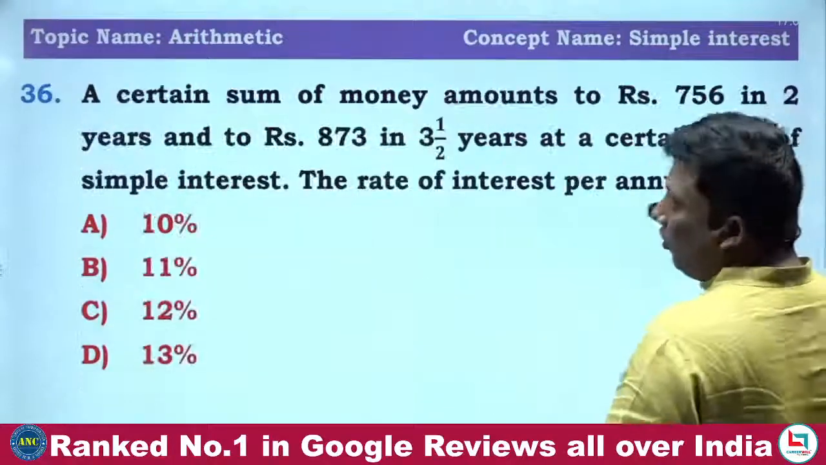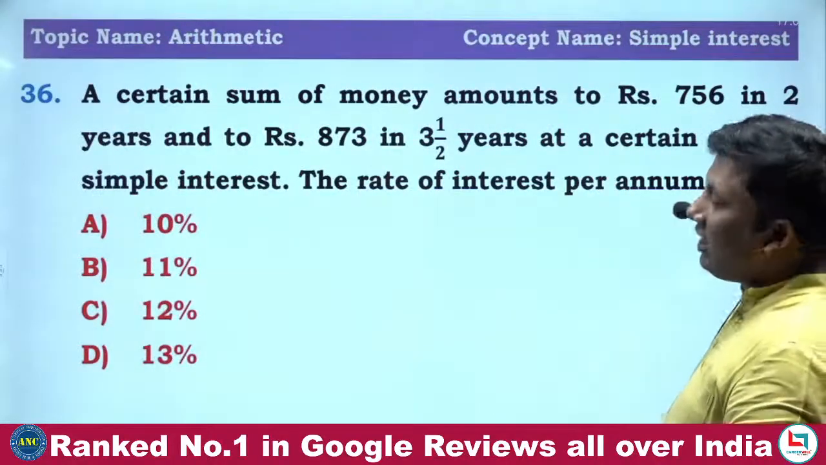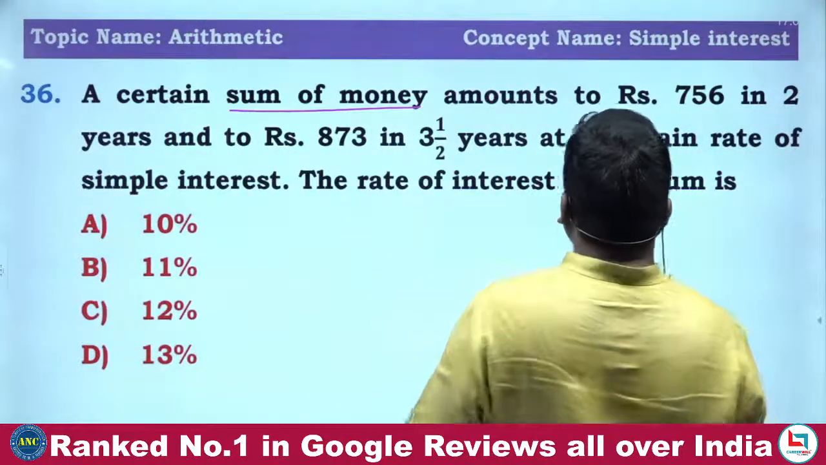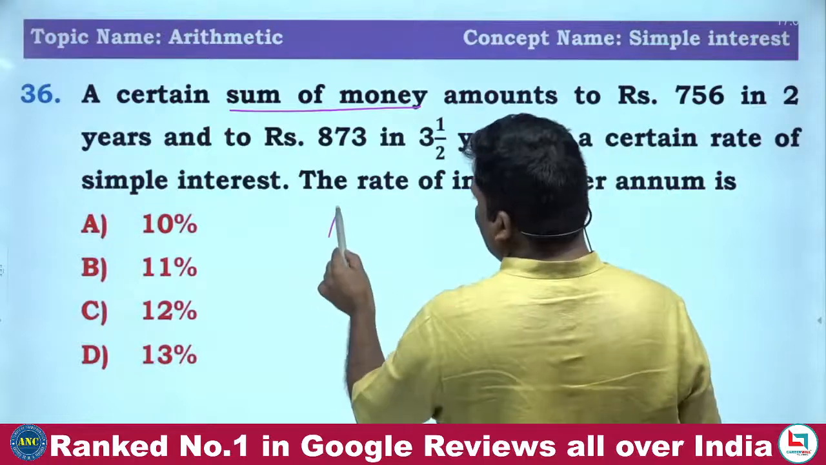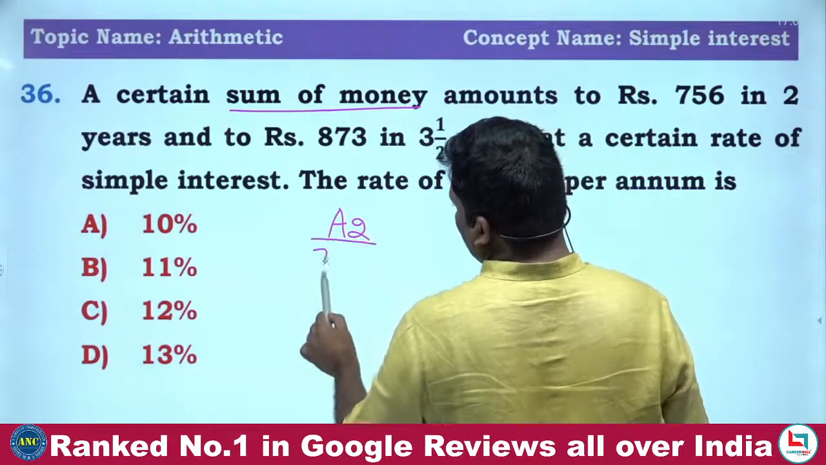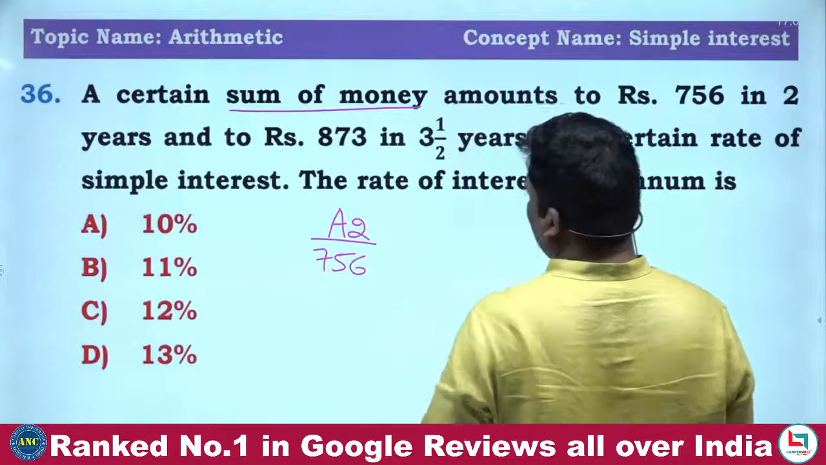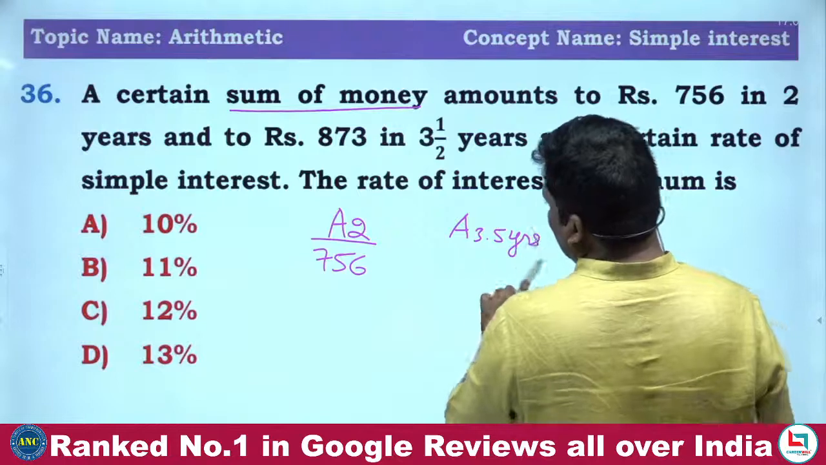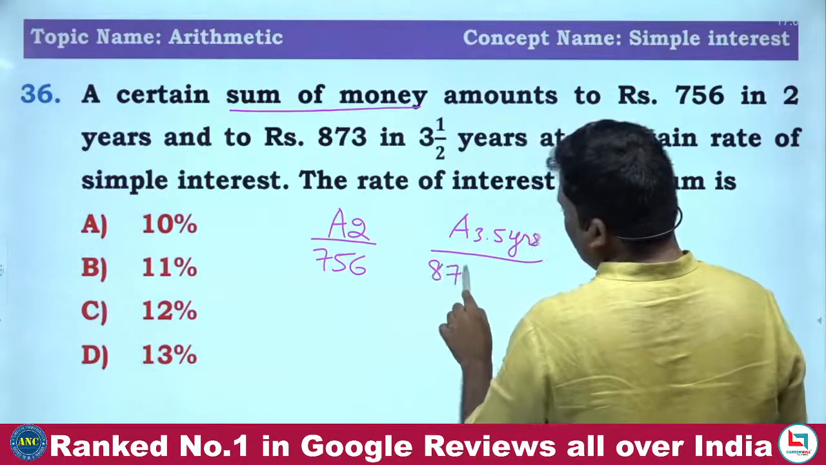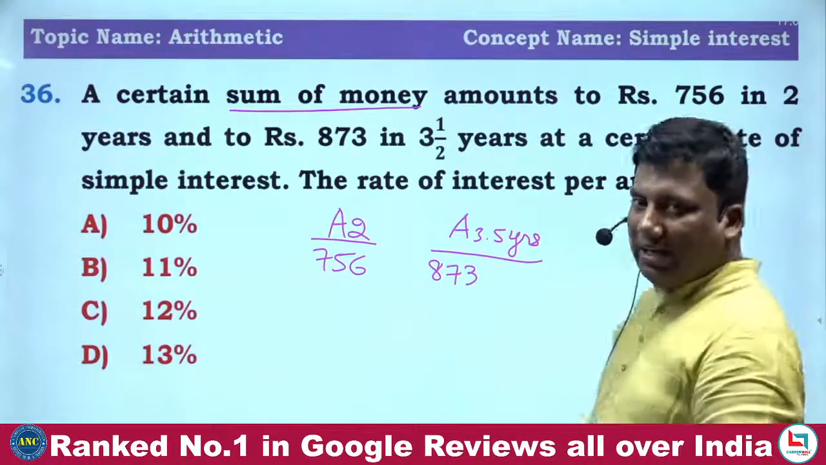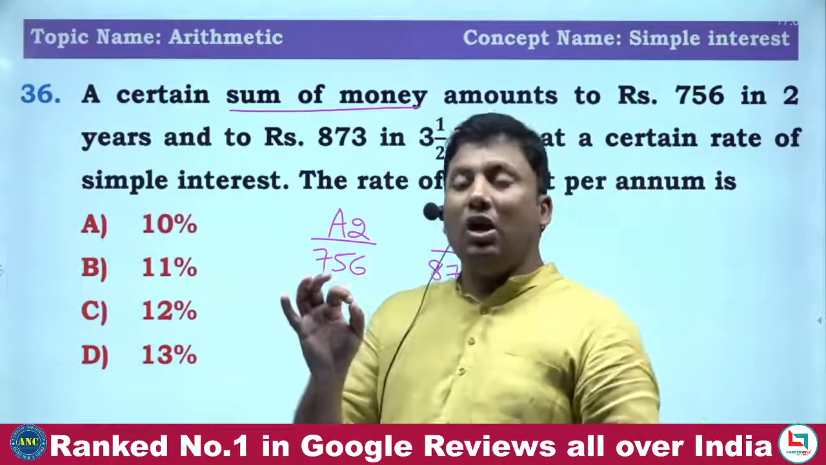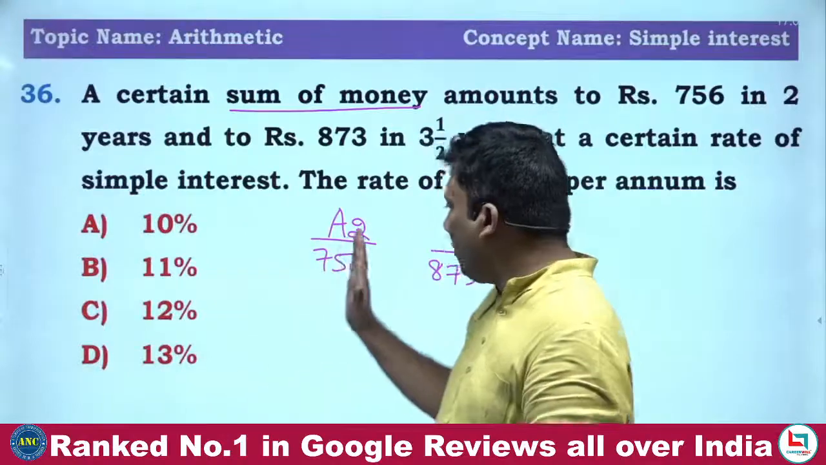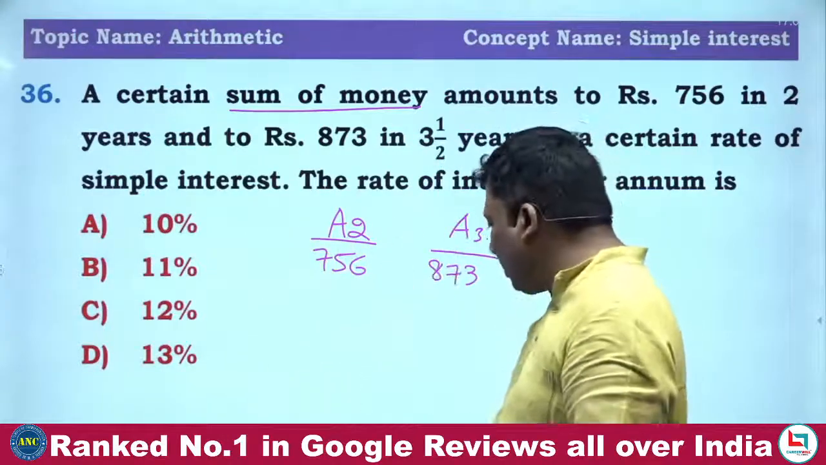Now, we will solve only the logical way from now. 36th question. A certain sum of money amounts to 756 in 2 years, and in 3.5 years it is 873. What we have to do? How much extra I gave and in what time period I gave.